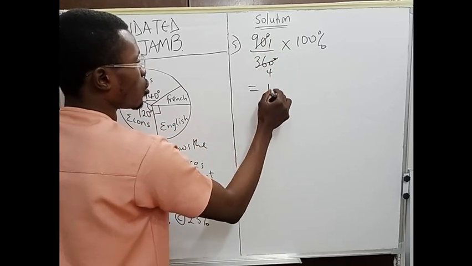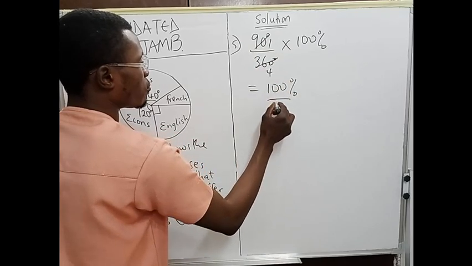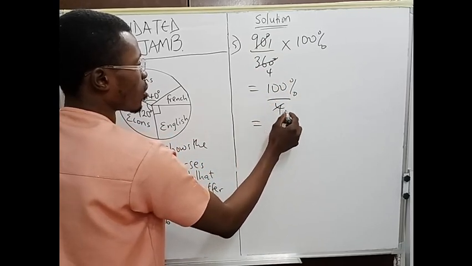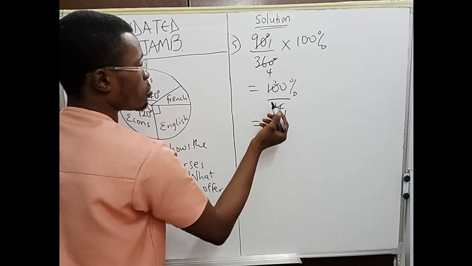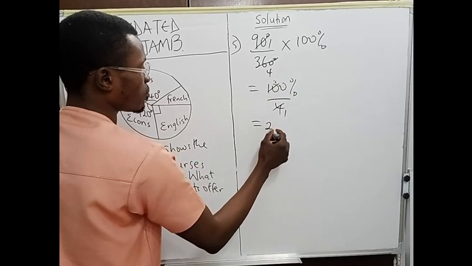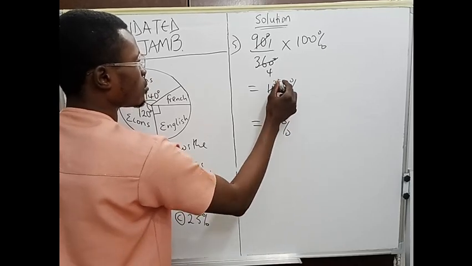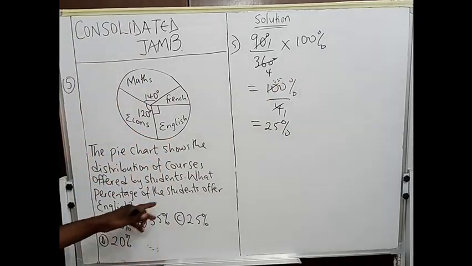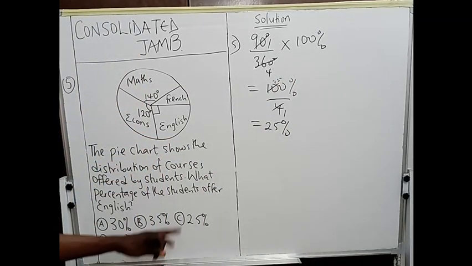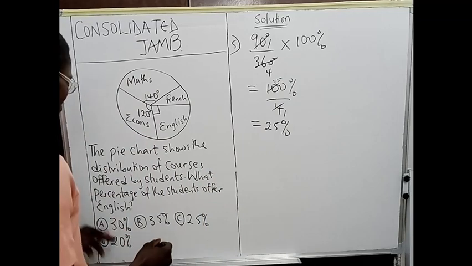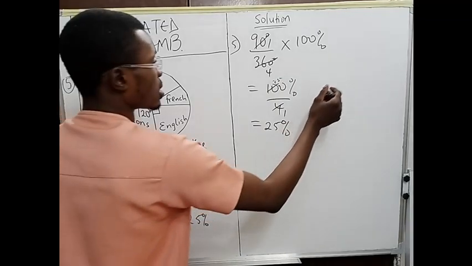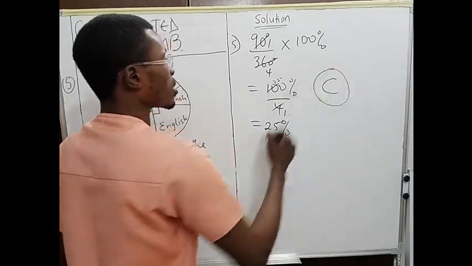Okay. So you have 100% over 4. And this is given by what? 4 into 10, 2. Remember 2 into 25, you have 25%. Right? So therefore, the percentage of students that offer English is what? 25%. And this is given by option what? C. Option C is the correct answer.